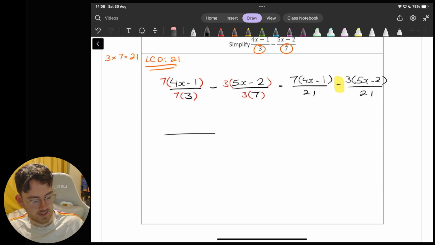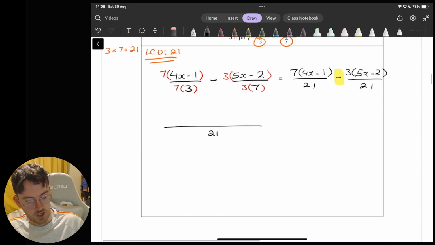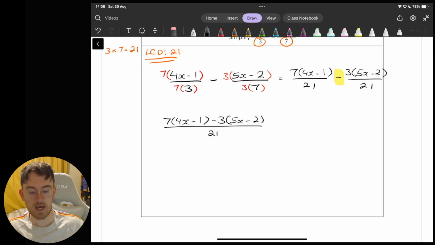And how I do that is I'm going to combine these fractions into one common fraction, following the steps that we laid out at the start, write as a single fraction. So I'm going to write them as a single fraction, keeping that 7 and that 3 on the outside of my brackets, and only now am I going to expand those brackets. So the 7 by 4 will give me 28x minus 7 minus 15x plus 6 there.